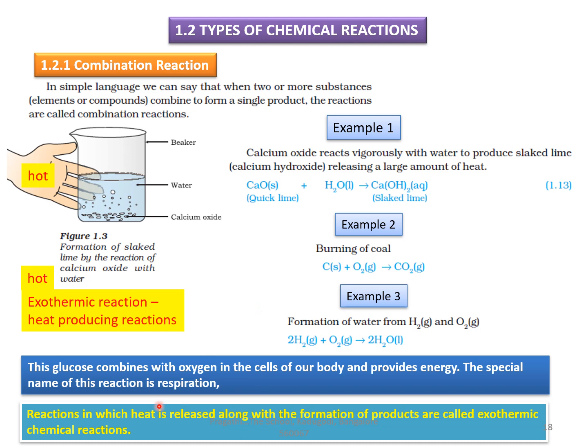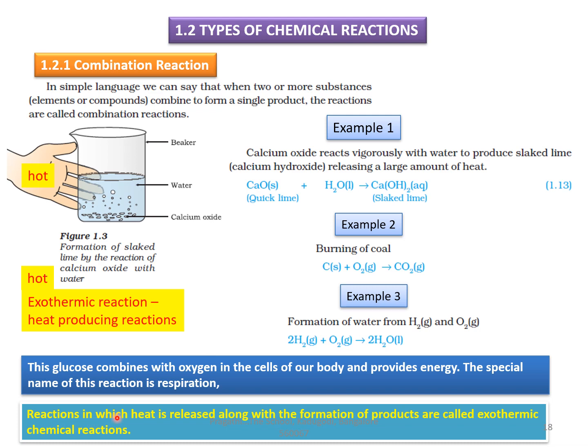Clear? This glucose combines with oxygen in the cells of our body and provides energy. The special name of this reaction is respiration. This is also an example of combination reaction. Why? Because glucose is combining with oxygen, right? That's why we call it a combination reaction.